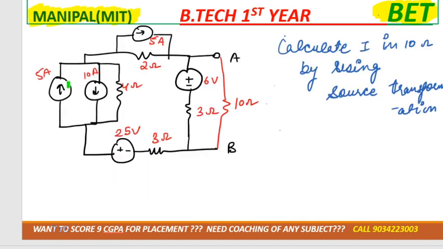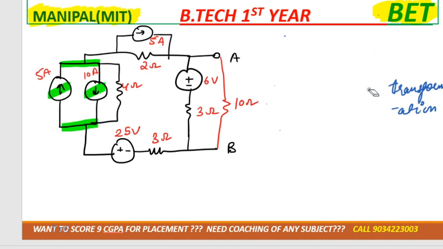Now back to the question. As you can see, these two current sources are there and no element is connected between them. That means they are connected in opposite directions, so we can simplify them into a single current source. Correct? 10 minus 5, it would be 5 ampere. The rest of the diagram is the same.